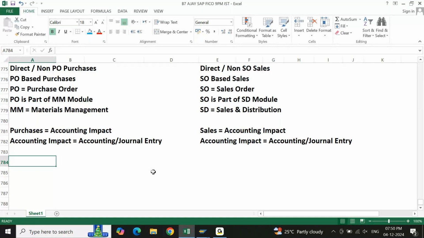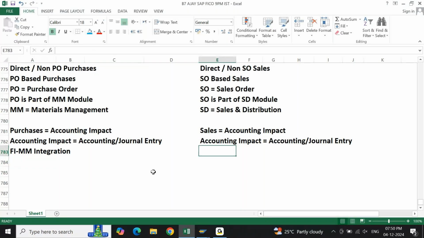When an accounting entry is posted directly in the FI module, it is a direct purchase. When a sales entry is directly posted in the FI module, it is a direct sale. But sometimes purchase is happening from the purchase order, sale is happening from the sales order. Here your FI module is receiving the accounting entry from which module? MM module. So this is called FI-MM integration.